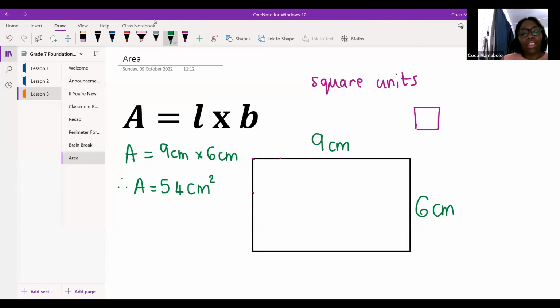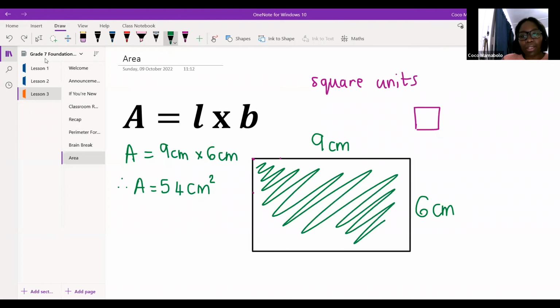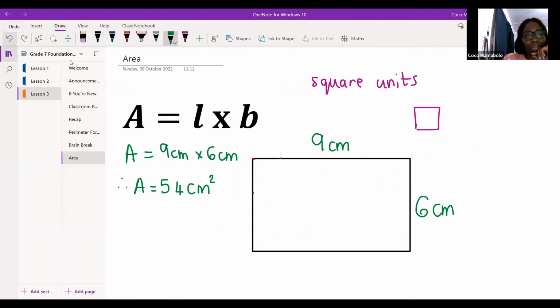Remember, the perimeter is when I calculate what's around my shape. But when I calculate for area, what I want to know is how much is inside. How much space is inside my shape? Okay, that's the difference. Area is equal to centimeters squared. So we use a capital letter A.